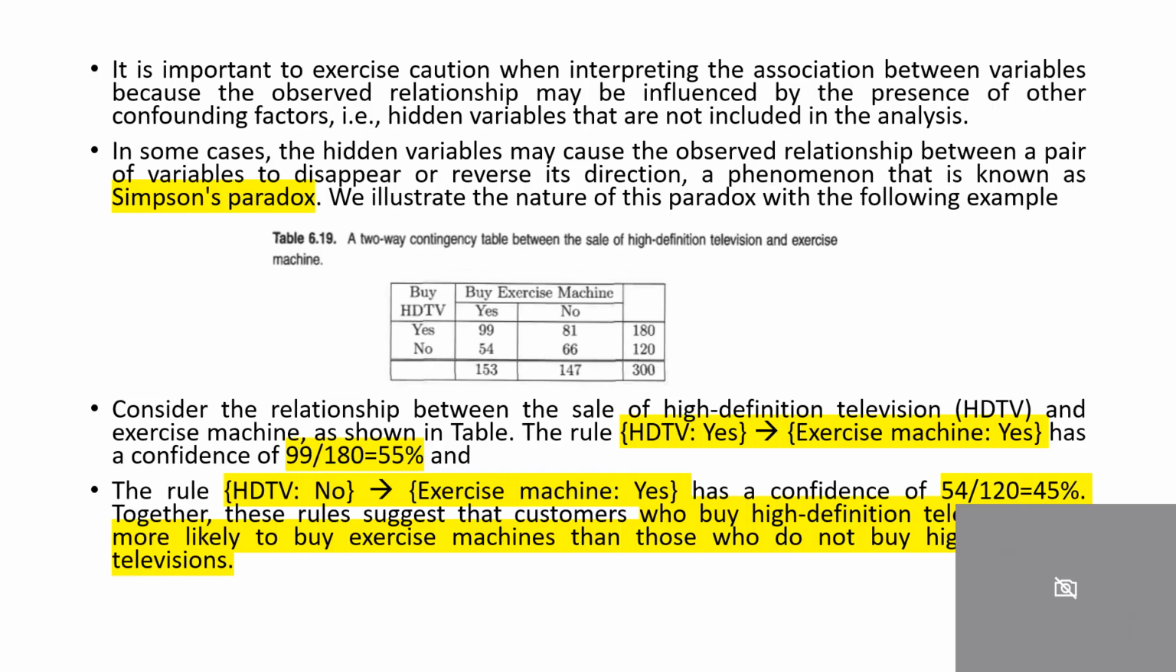It is important to exercise caution when interpreting the association between variables because the observed relationship may be influenced by the presence of other factors, that is hidden variables that are not included in the analysis. In some cases, the hidden variables may cause the observed relationship between a pair of variables to disappear or reverse its direction. This phenomenon is called Simpson's paradox.